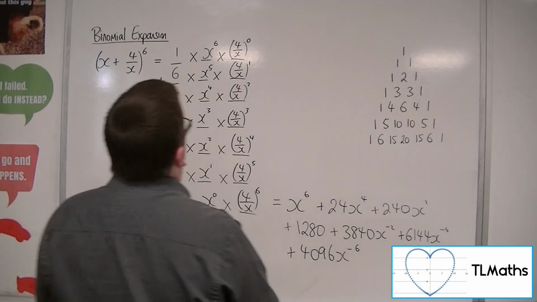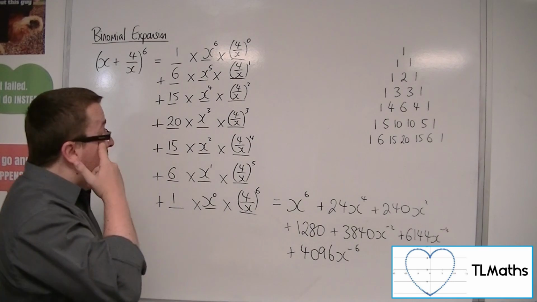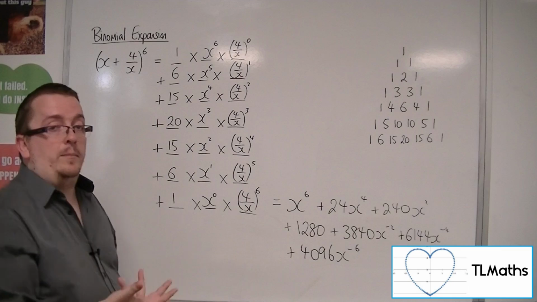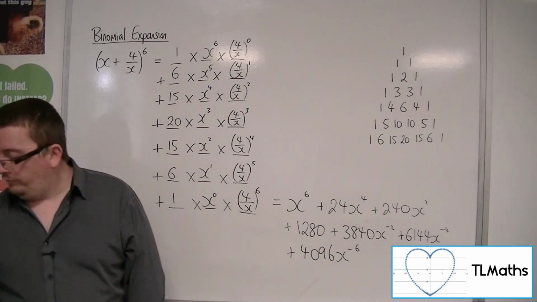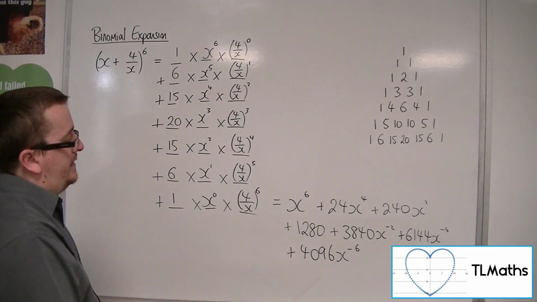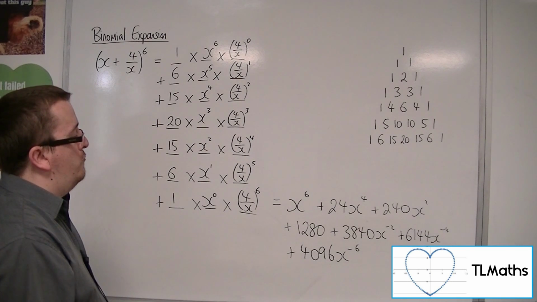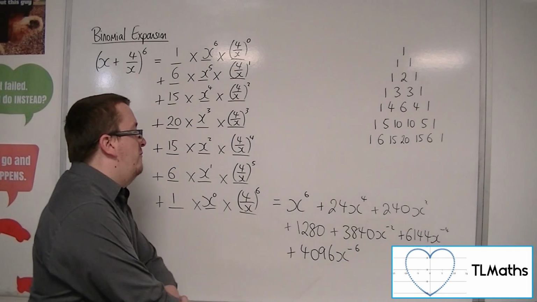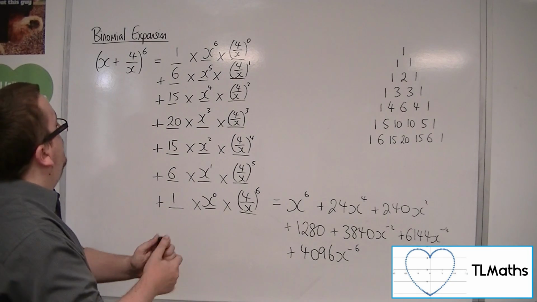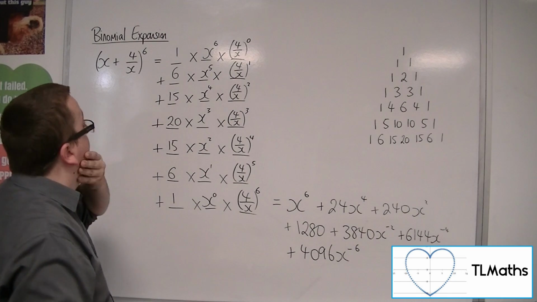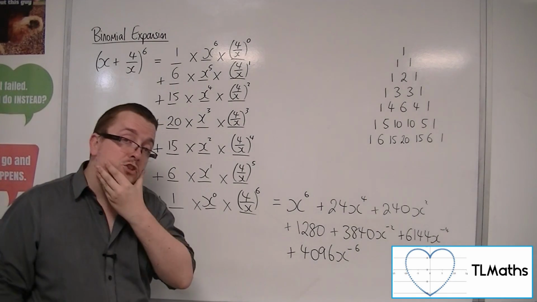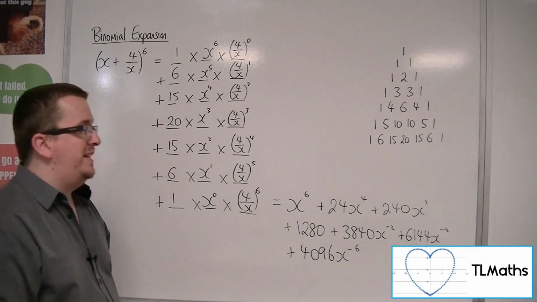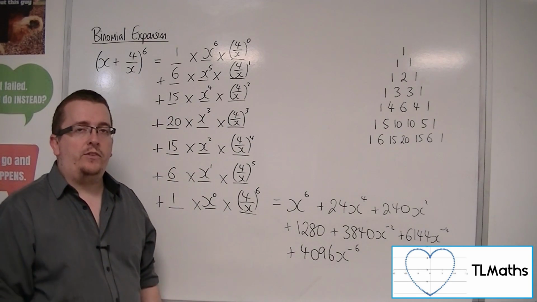Now I did say at the start that this is going to be in ascending powers of x, which it clearly isn't. So this is descending powers of x. But as I said, it doesn't really matter which way round you write it. But that's how you can work with this. And there have been questions in the past where you've been asked to find the constant term of expansions of this form, and there is your constant term, the 1,280, the term that doesn't have an x involved with it.